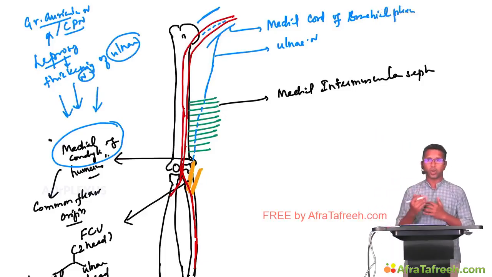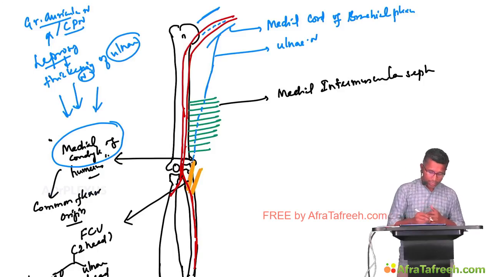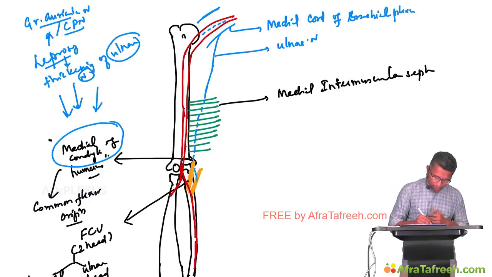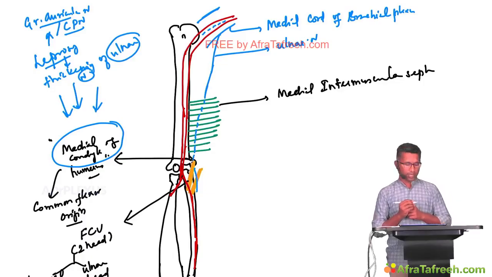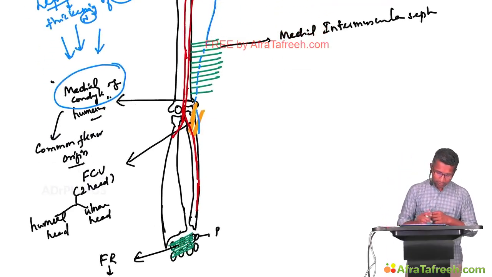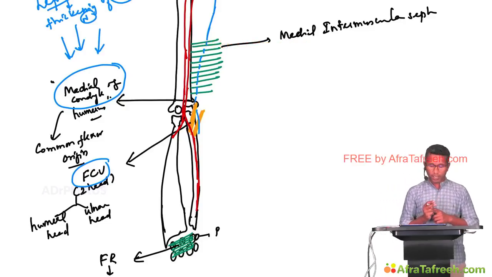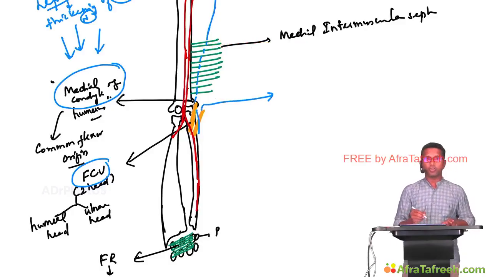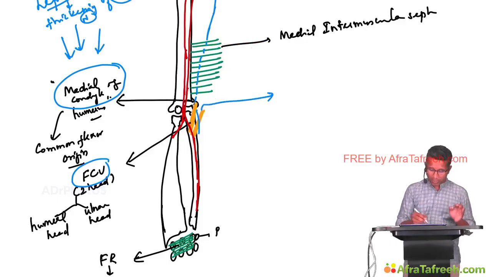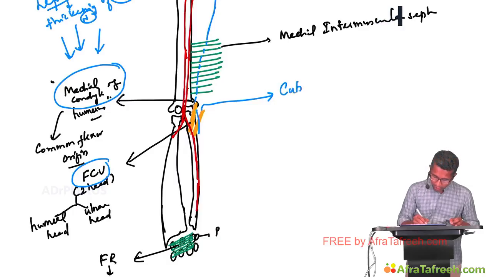Now after it crosses the medial condyle of the humerus, it passes in between the two heads of flexor carpi ulnaris. This muscle we have already marked; it is the flexor carpi ulnaris muscle. It has two heads, and the nerve runs in between them. Here it forms a tunnel called the cubital tunnel.